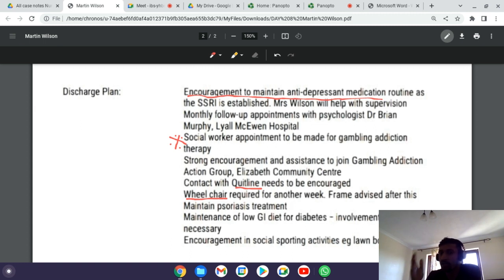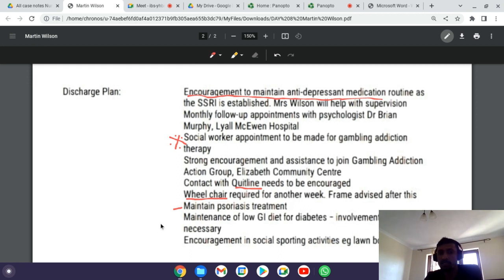Frame advised after this, so you can mention all that as an important point. Maintain psoriasis treatment. Do we need to write that one or not? Okay, that means you can just mention the medical thing, because the social worker can understand these things, but just do it in a superficial manner, okay? Not in a deep manner, okay? So maintain psoriasis treatment. So we can just club that information with the psoriasis medications, isn't it?